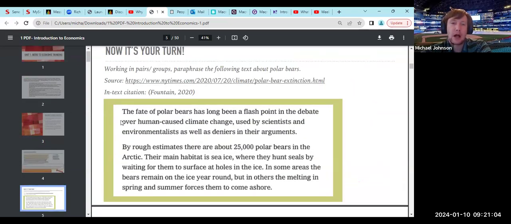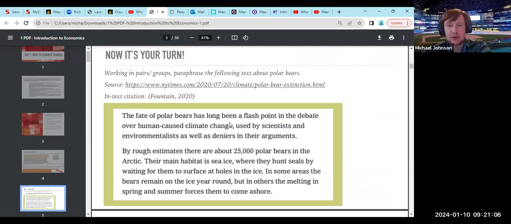I'll ask the class, can you read this and then summarize it? If someone can put it in the chat, read it and summarize it in your own words.